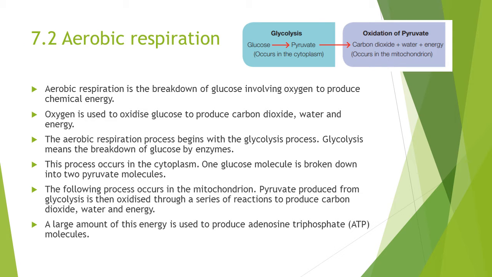So we can conclude the stages of aerobic respiration. The first stage is the glycolysis process, which occurs in the cytoplasm, where the glucose molecule is broken down into pyruvate. Then this pyruvate will be transported to the mitochondrion. In the mitochondrion, oxidation of pyruvate occurs to produce carbon dioxide, water and energy.